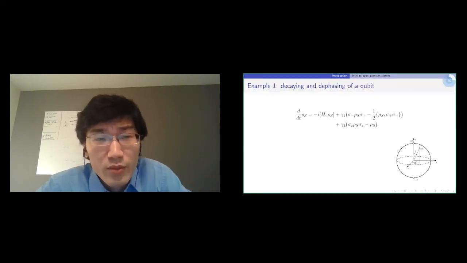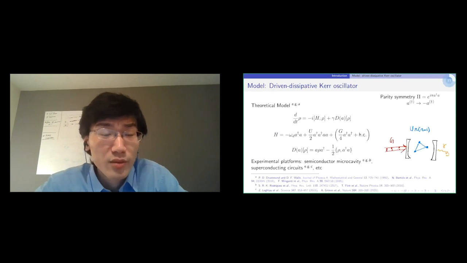So here are some examples. One is for a qubit. This is some Hamiltonian of the qubit, and then you can have decay from 0 to 1, for example, that can be described by gamma 1. And then you can have decoherence effects. Basically, it destroys all the off-diagonal elements of the density matrix, and then you have decoherence. If you take 1 over gamma 1, you will get the T1 time, and 1 over gamma 2 will give you the T2 time.